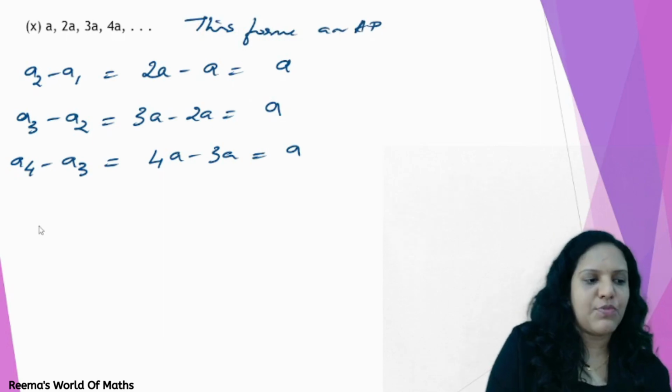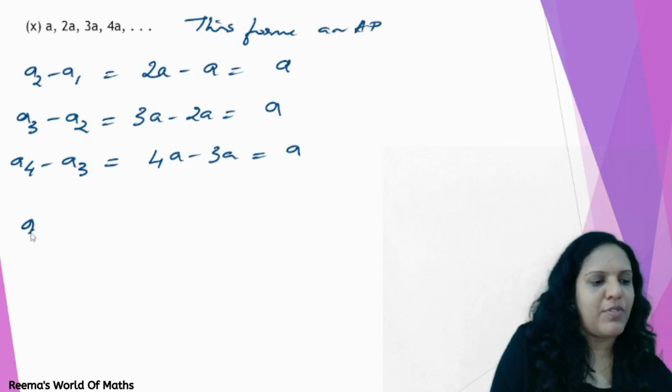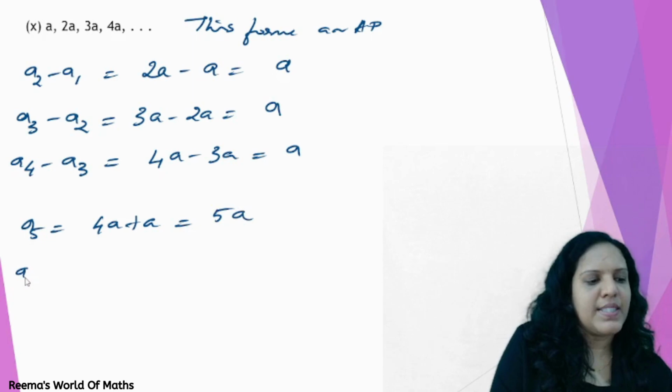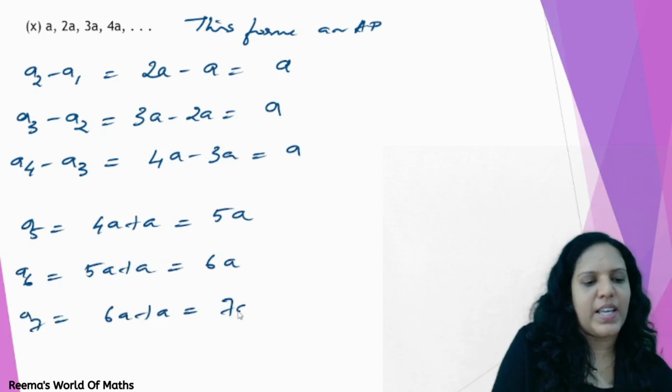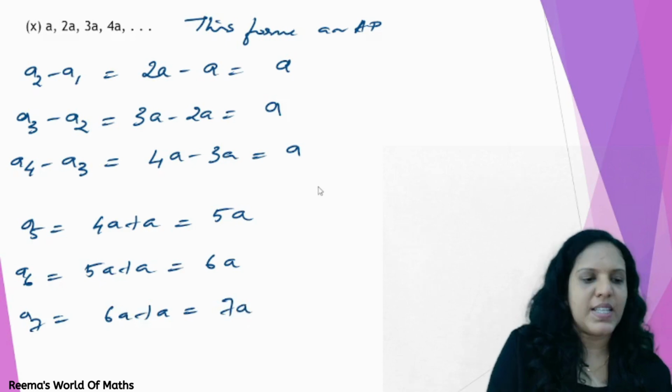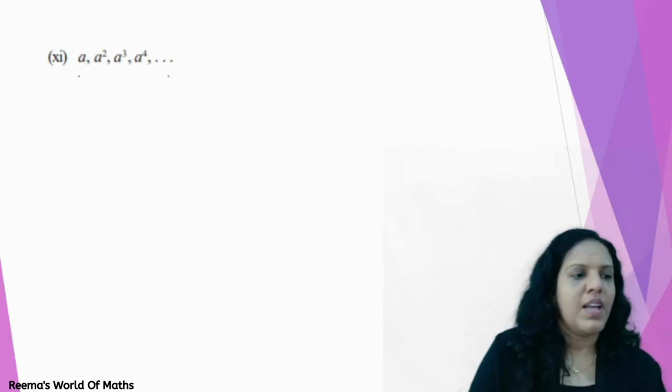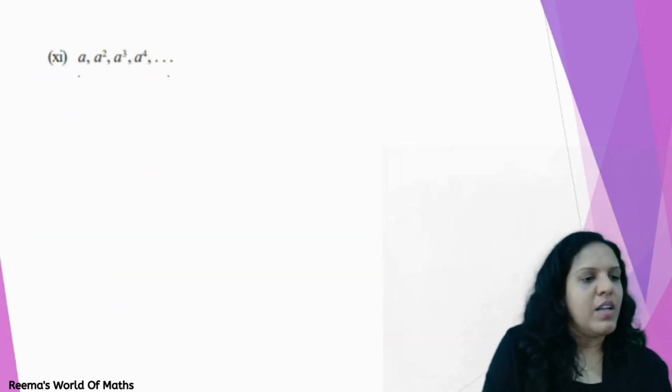What are the next three terms? A5 will be 4A plus A, which equals 5A. A6 will be 5A plus A, which equals 6A. A7 will be 6A plus A, which equals 7A. So the next three terms of the series are 5A, 6A, 7A respectively. Let's see the next question.